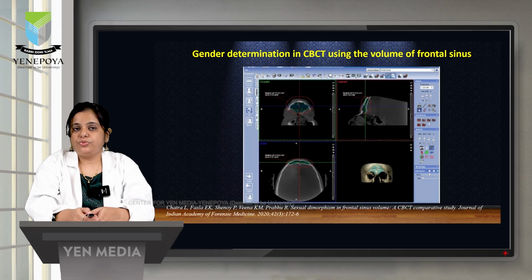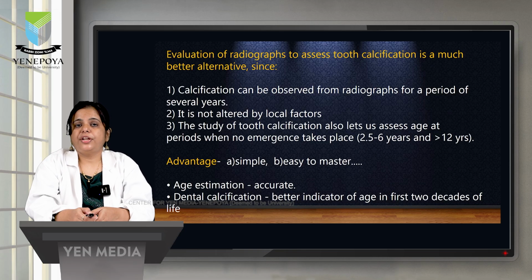Apart from all these two-dimensional methods, three-dimensional imaging such as CBCT is also used for gender determination. Here is an example wherein the volume of the frontal sinus was measured using CBCT, and this was used for gender determination. Evaluation of radiographs to assess tooth calcification is a much better alternative because calcification can be observed from radiographs for a period of several years.